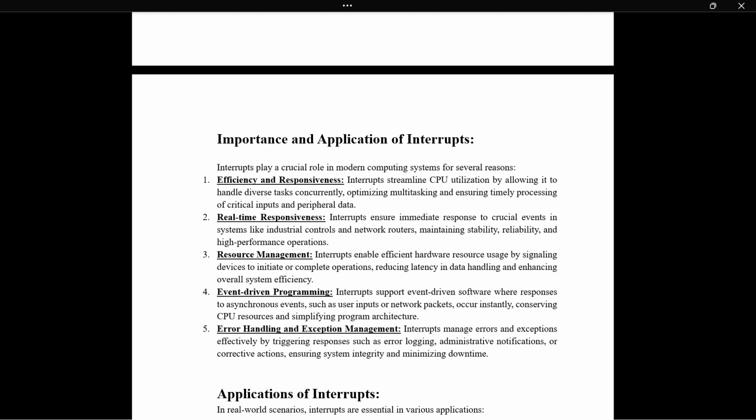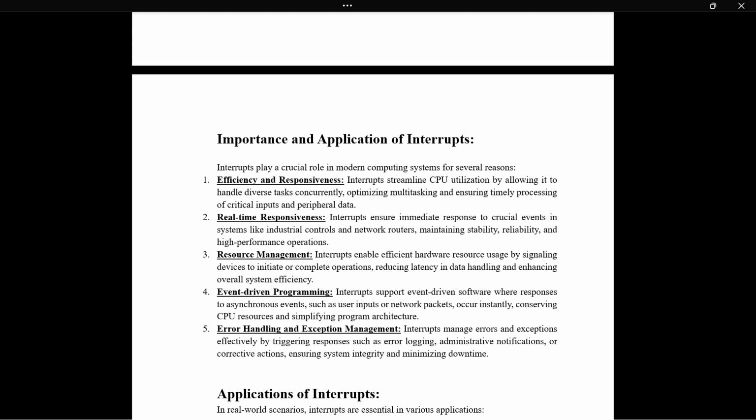Event driven programming: interrupts support event driven software where responses to asynchronous events such as user input or network packets occur instantly, conserving CPU resources and simplifying program architectures. Error handling and exception management: interrupts manage errors and exceptions effectively by triggering responses such as error logging, administrative notifications, or corrective actions, ensuring system integrity and minimizing downtime.